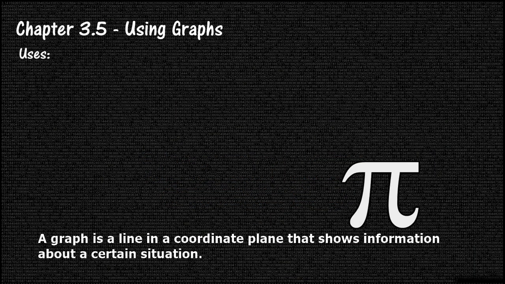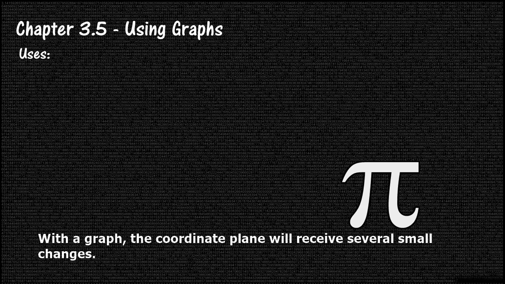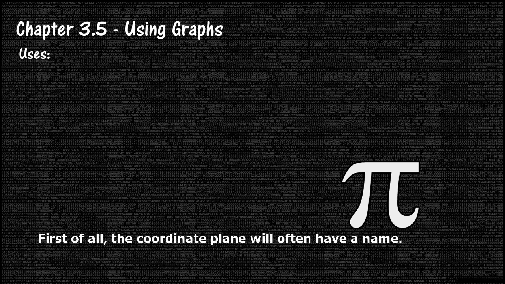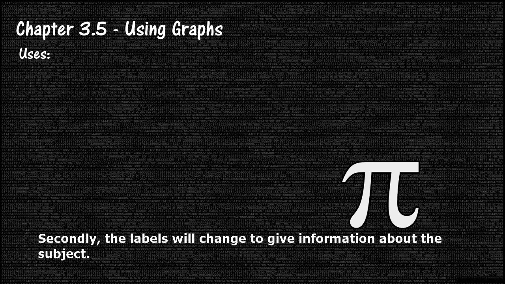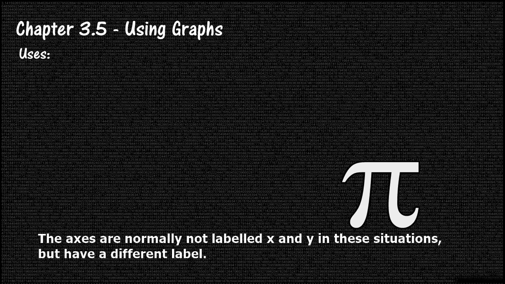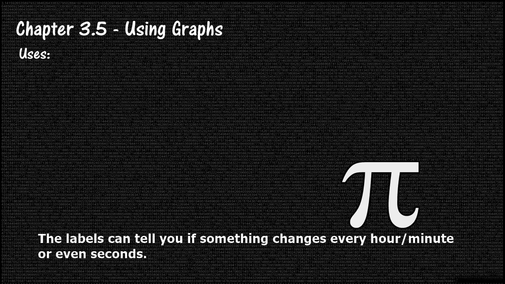A graph is a line in a coordinate plane that shows information about a certain situation. With a graph, the coordinate plane will receive several small changes. First of all, the coordinate plane will often have a name. Secondly, the labels will change to give information about the subject. The x and y are normally not labeled x and y in these situations, but have a different label. The labels can tell you if something changes every hour, minute, or even seconds.